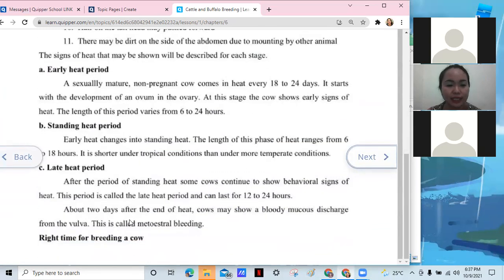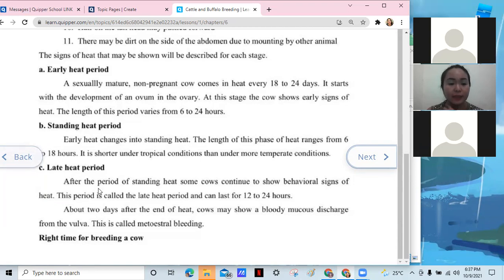And about 2 days, ay, asan ako? Standing heat period kasi early heat period yun. Standing heat period, if the heat changes into standing heat, meaning, ganahan na siya mount, you know. Wait, 10 minutes. The length of this phase of heat ranges from 6 to 18 hours also, and shorter kapag tropical condition, under temperate conditions. Temperate condition pala.